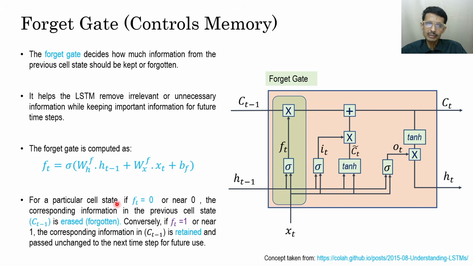Now for a particular cell state, let's say f t is equal to 0 or near 0. The corresponding information in the previous cell state, c t minus 1, is erased or forgotten. If f t is equal to 0, 0 into this, so it is forgotten. Conversely, if f t is equal to 1 or near 1, the corresponding information c t minus 1 is retained and passed unchanged to the next. And definitely we can understand if it is 1, it becomes c t minus 1.